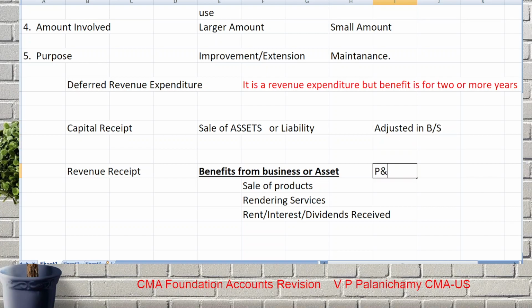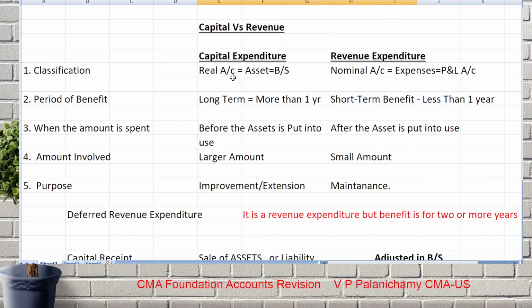Revenue receipts are recorded in which account? Trading P&L account. Capital receipts will be adjusted in which one? Balance sheet. Sale of asset, land, building, what will you do? Will you record in P&L account or adjust in asset? Adjust in asset. What about rent received, interest received, revenue from rendering services, cash sales, credit sales? You will record in which account? P&L account. Very simple.